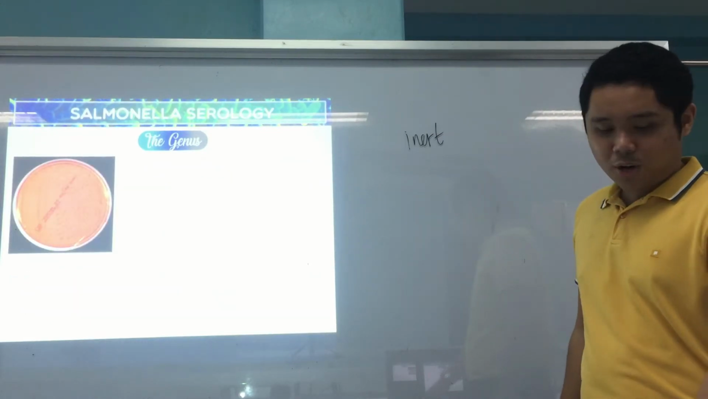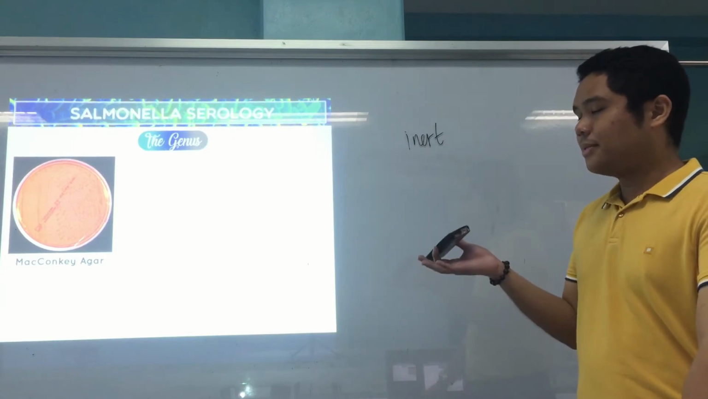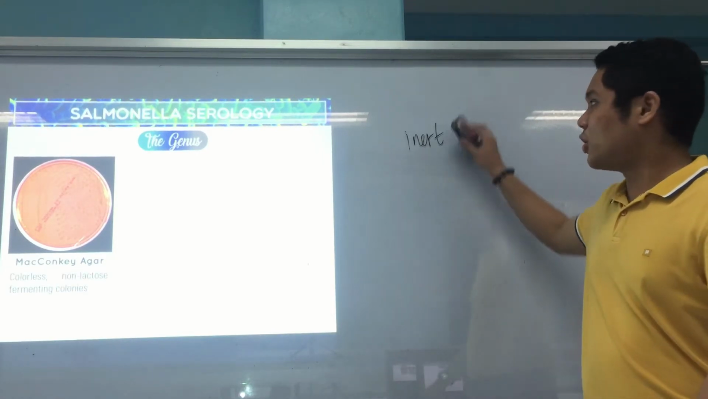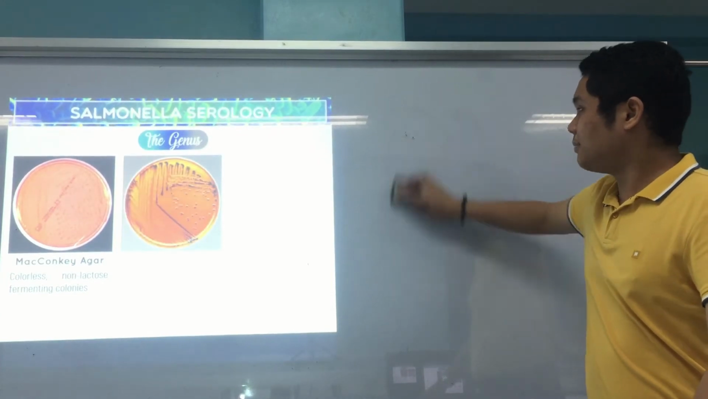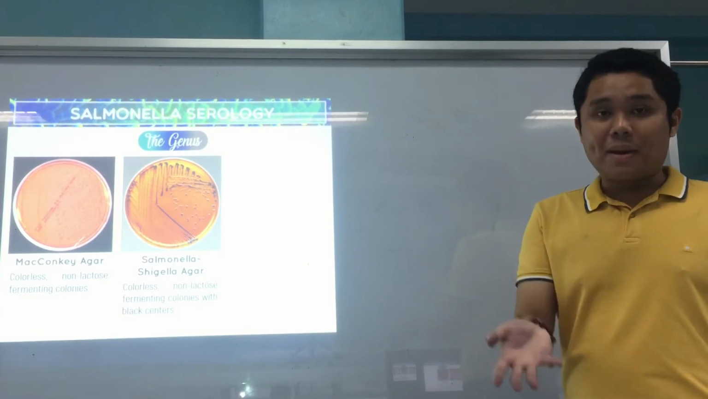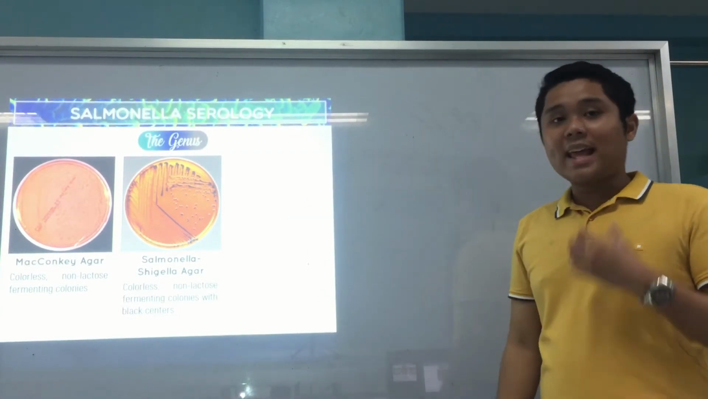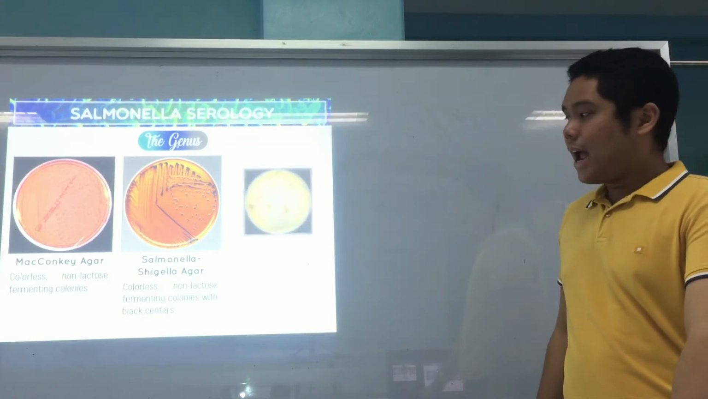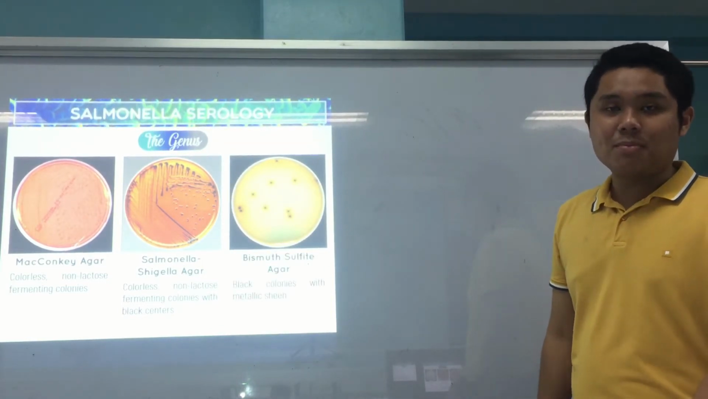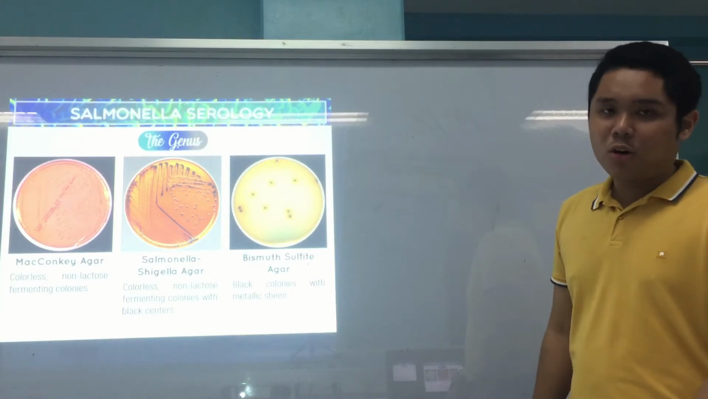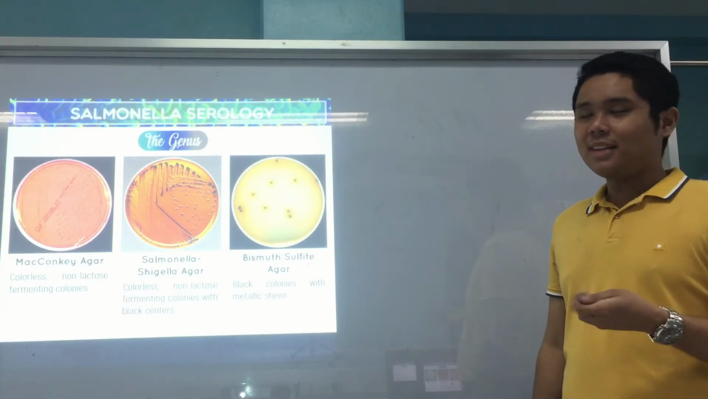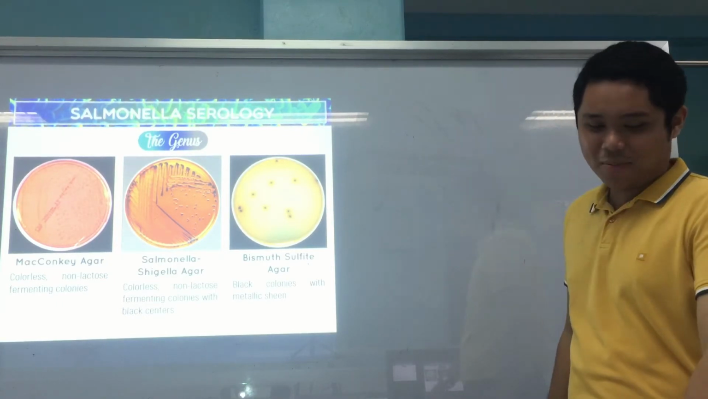Here are your biochemical results in culture. For MacConkey agar, of course, colorless, non-lactose fermenting colonies. For your SSA, it's colorless, still non-lactose fermenting, but with black centers because SSA detects H2S production. And lastly, your BSA, you have black colonies with metallic sheen. Basically, black colonies usually mean H2S production, producing black center colonies. Okay, Salmonella.